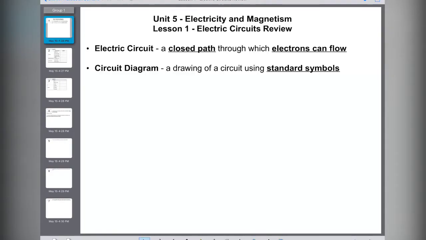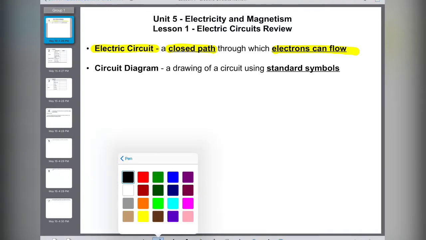So today we're going to be reviewing electric circuits. You've learned this in grade 9, on how to draw circuits and all the circuit symbols and stuff like that. So the first basic definition of electricity is: what is a circuit? A circuit has to be a closed path where electrons can flow.